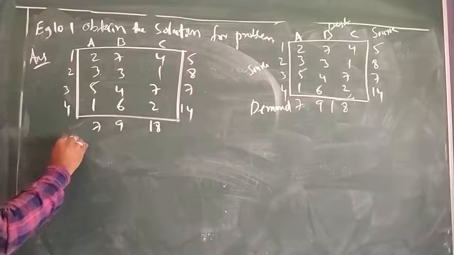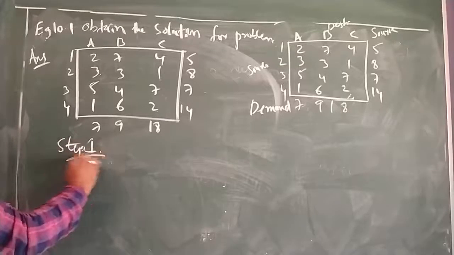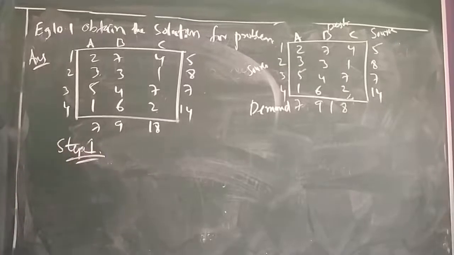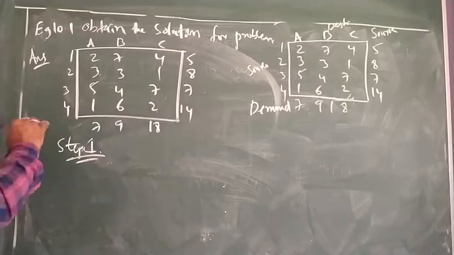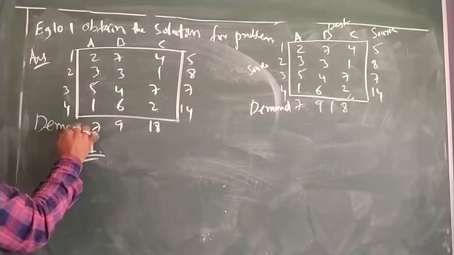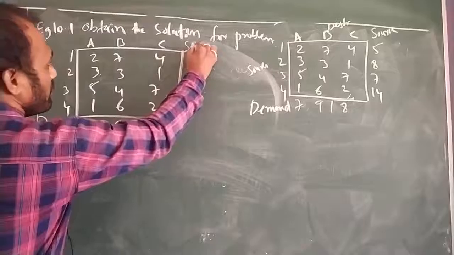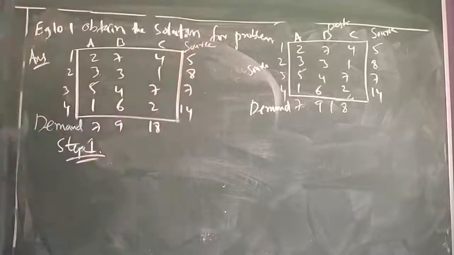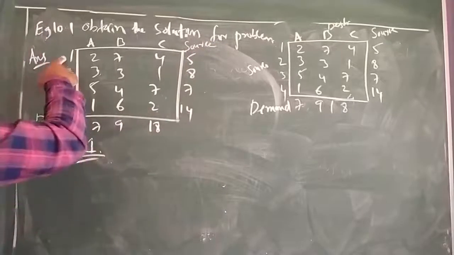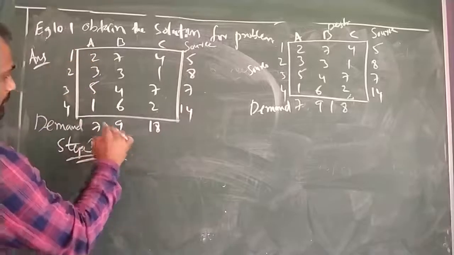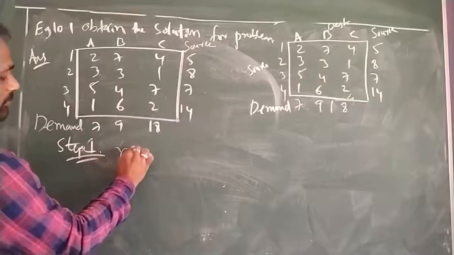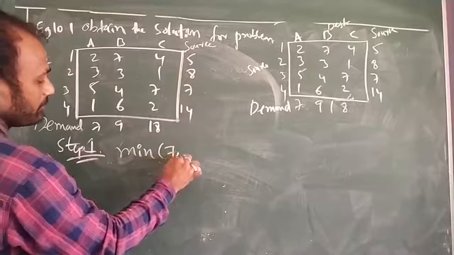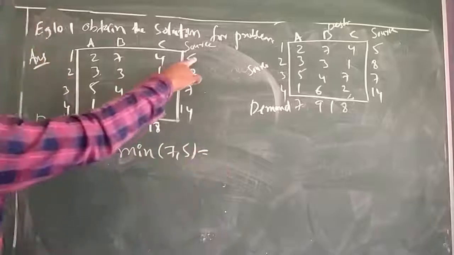So, step 1. We have to make either a row or a column exhausted, either a source row or a destination demand column. Now if you see the first row, we have to take the first one. In these two values, the first one we target is 7 comma 5. What is the minimum of 7 and 5?